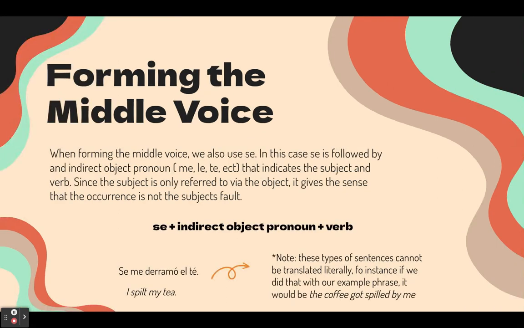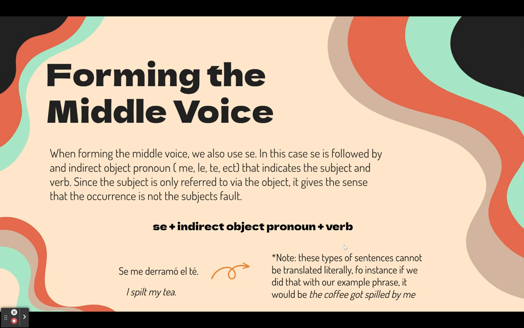So, the middle voice is, well, we're also using se, like we have been recently. And in this case, the se is followed by an indirect object pronoun, so that can be me, le, te, etc. And that is supposed to indicate the subject and the verb. And since the subject is only being referred to via the object, it gives the sense that the occurrence is not the subject's fault. Again, sometimes this is called accidental reflexive or the accidental voice, but we call it the middle voice. So, here's our little formula: se, indirect object pronoun, and then the verb.